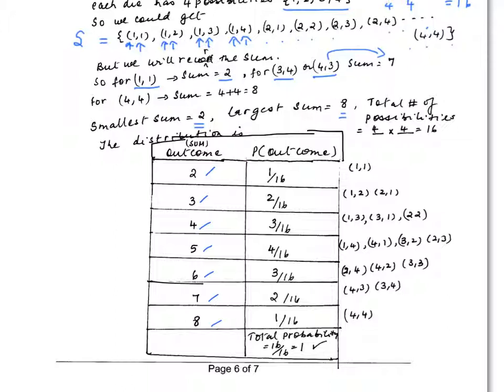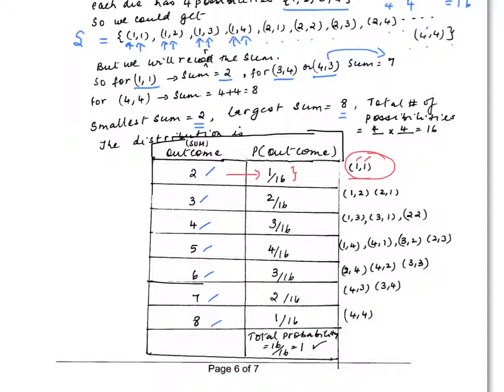Now let's look at the corresponding probabilities. There are a total of 16 outcomes. How do we get a sum of 2? The only way we can get a sum of 2 is to have 1 in the first roll and the second die rolled is also a 1. That's the only way we can get a 2 as a sum. So 1 out of 16 is the probability of getting 2 as the sum.